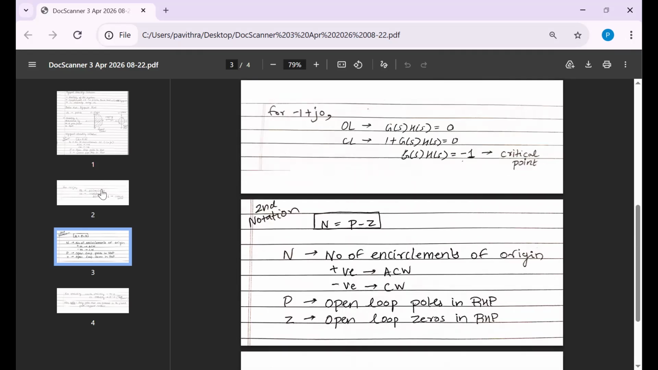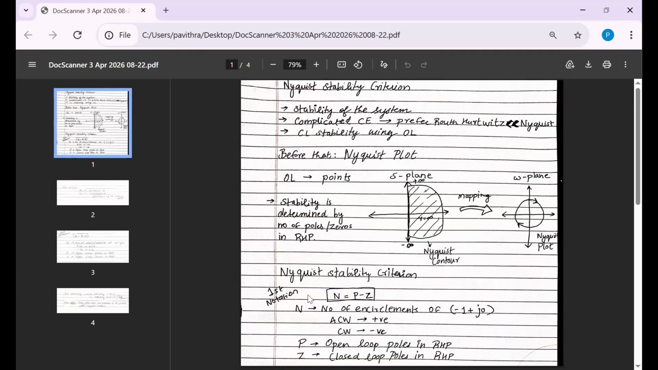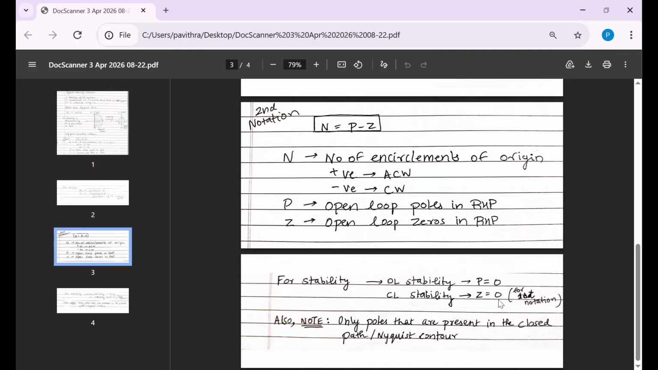You have seen this notation where Z basically means the number of closed loop poles. So closed loop poles determine the stability for a closed loop system. That is why a simple understanding is that Z equal to 0 for the first notation means the closed loop poles are not there in the right half of the plane.